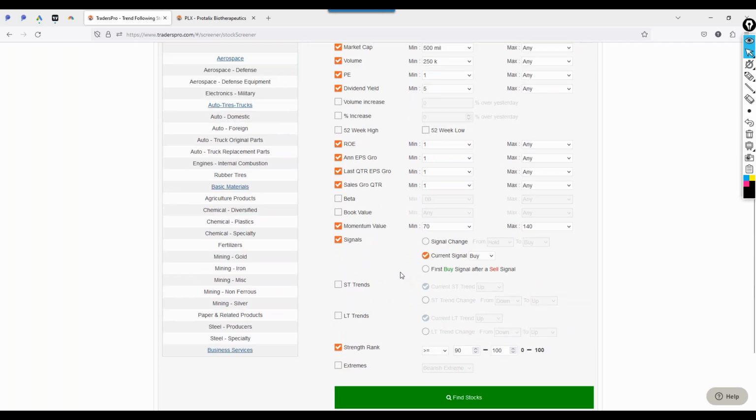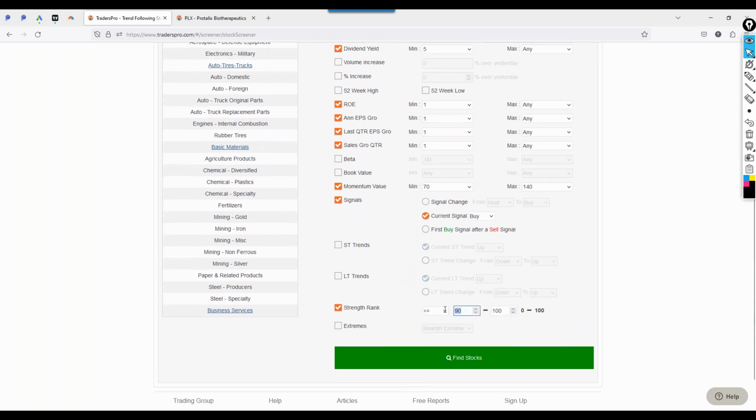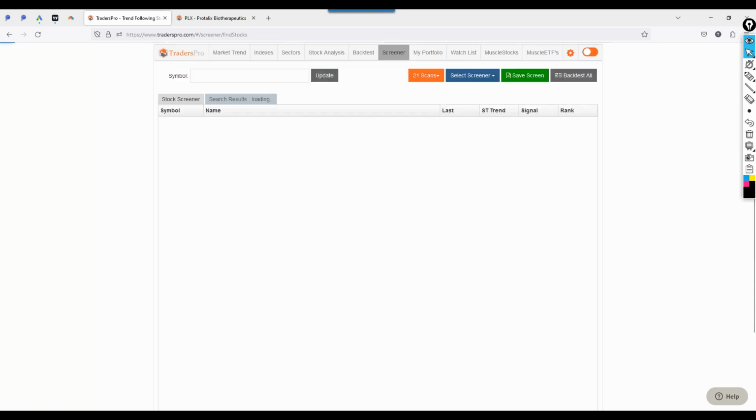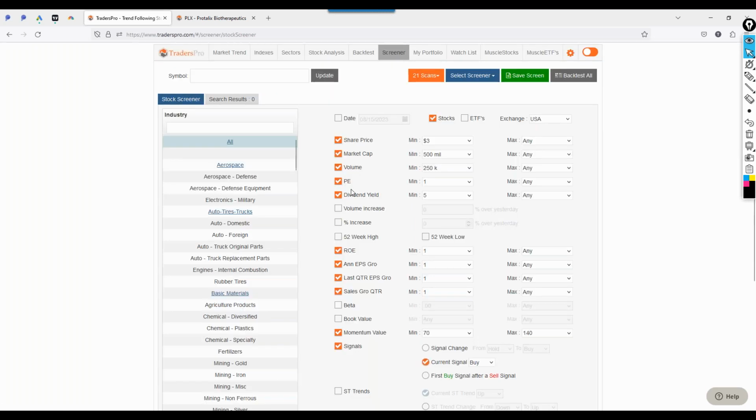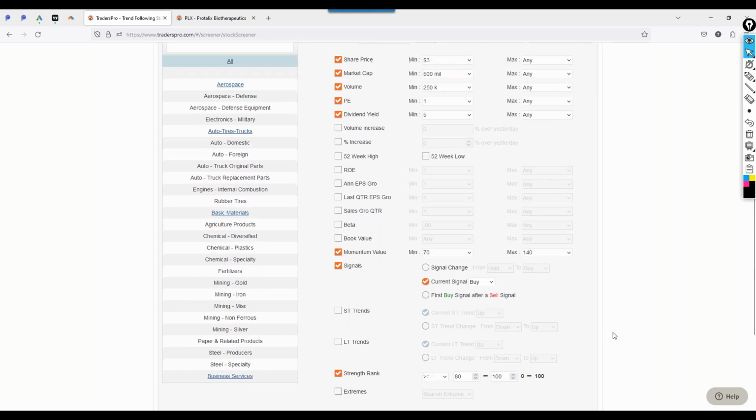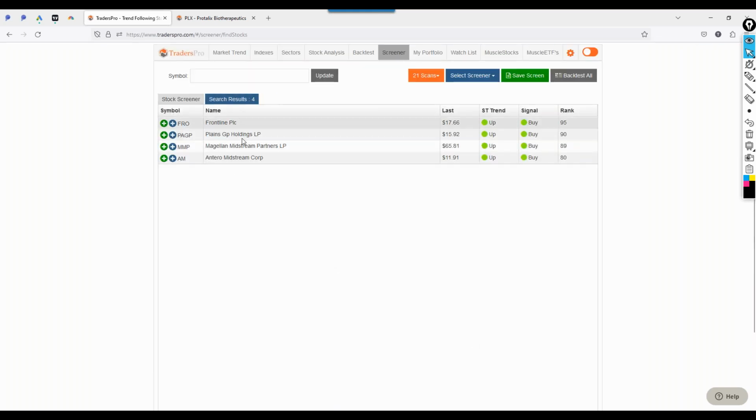So let's bump this down, let's start with the rank and bump that down to 80. Still nothing. Let's remove the ROE, and let's actually remove all of these and just leave PE ratio and see if we get anything there as well. Okay, so now we've got 4 stocks that we're working with.